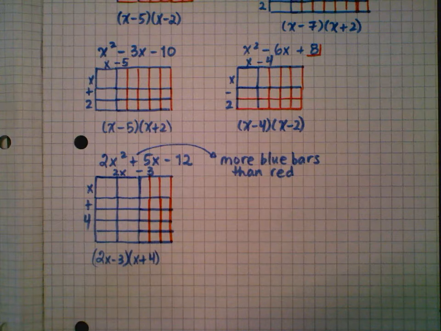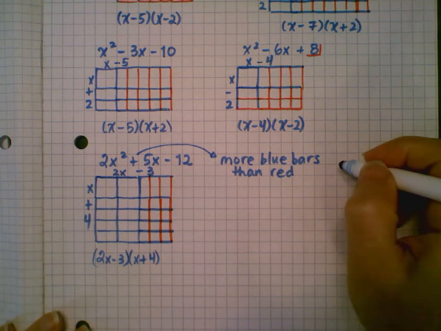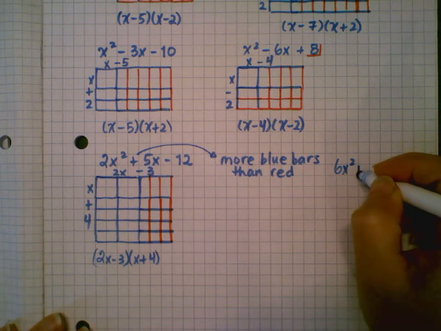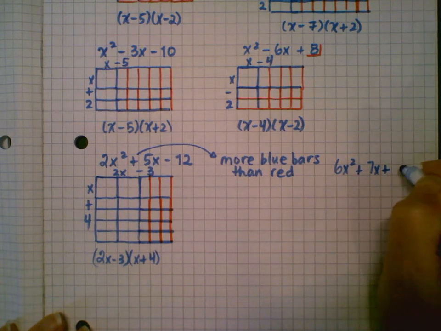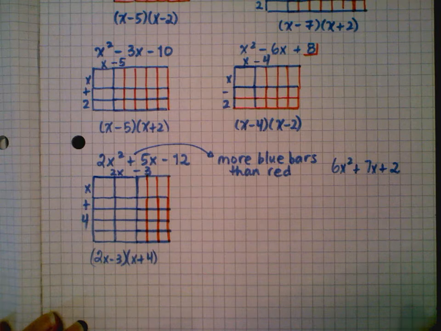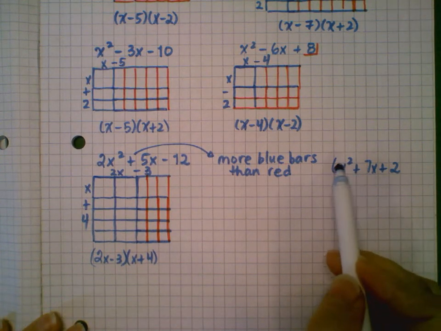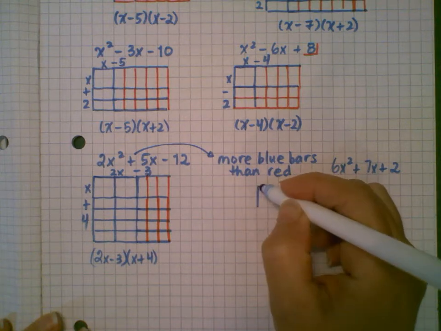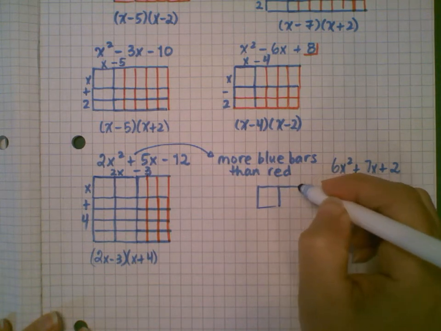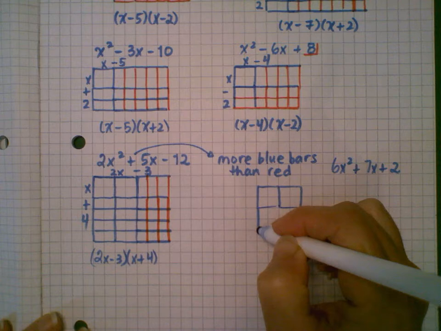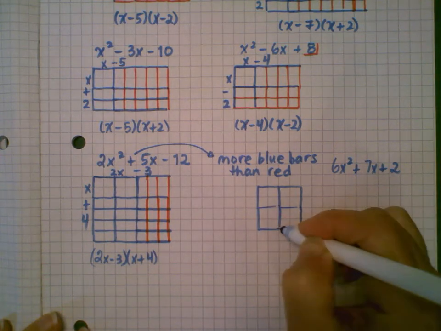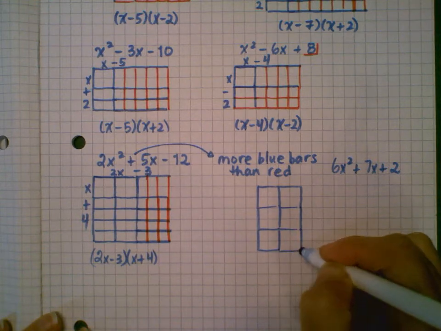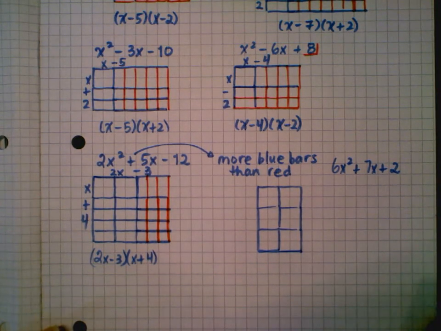Okay, one more like that. We're going to do 6x squared plus 7x plus 2. So 6x squared is going to be represented literally as 6 little squares. And I'm going to draw that as a 2 by 3. You can play around with it because maybe the first time you draw it out, it doesn't work out to the right number of bars. That's fine.